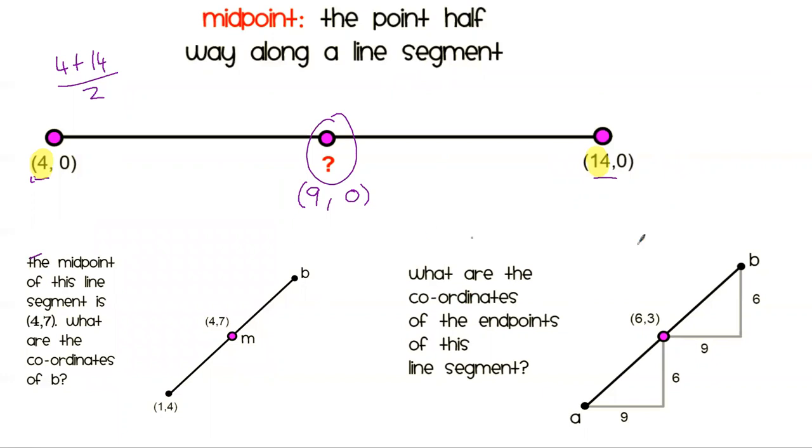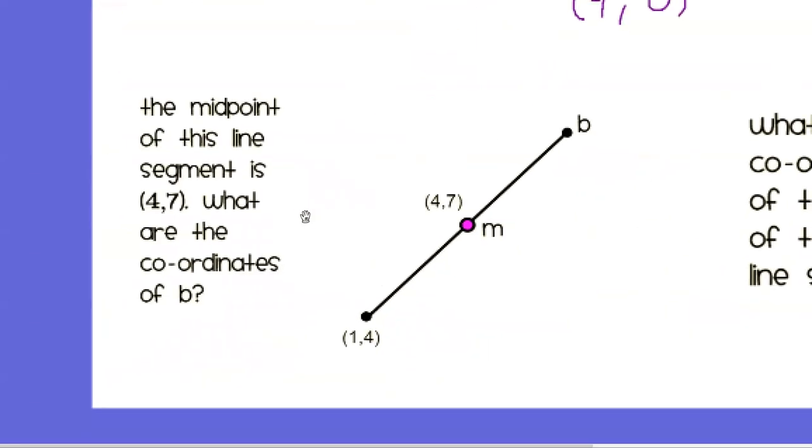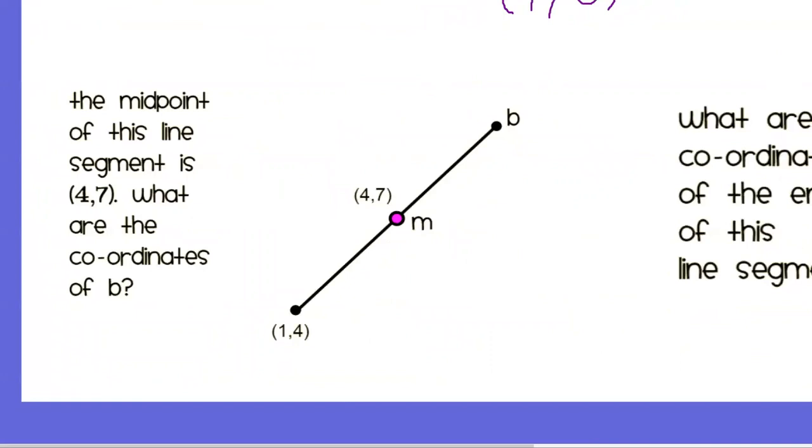Okay, the midpoint of this line segment is 4, 7. What are the coordinates of B? Zoom in on this one. I would just look at your X coordinates, and then I would look at your Y coordinates. So you've gone from 1 along to 4 along. So 1 to 4, that is a gap of 3, isn't it?